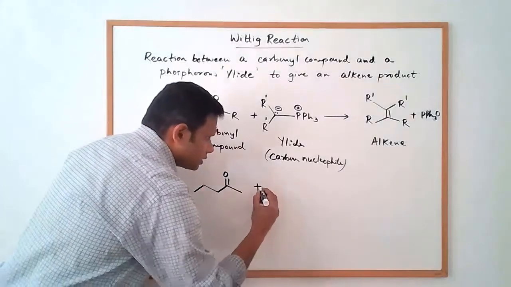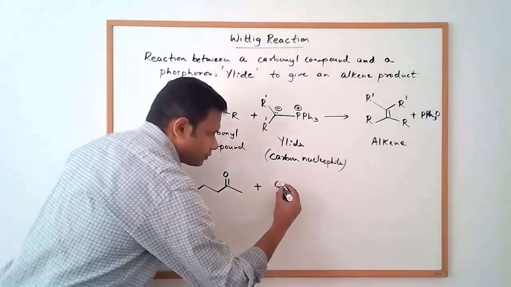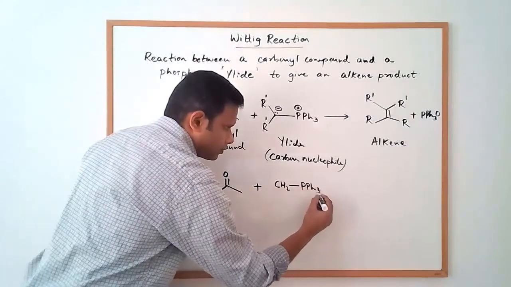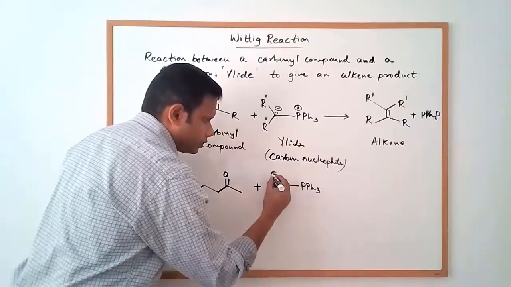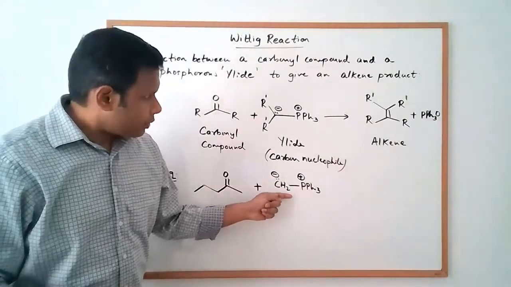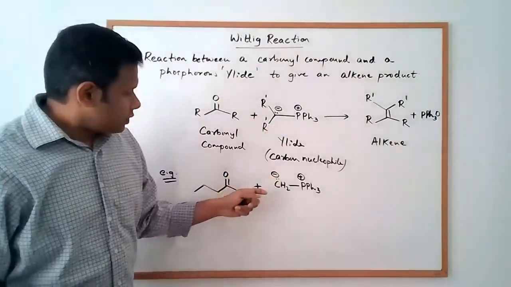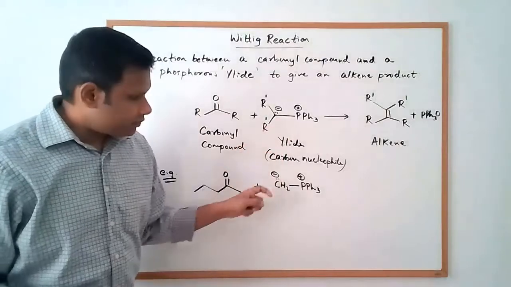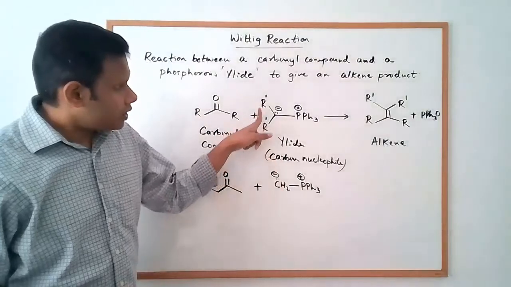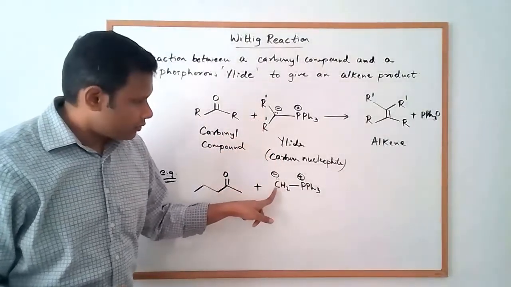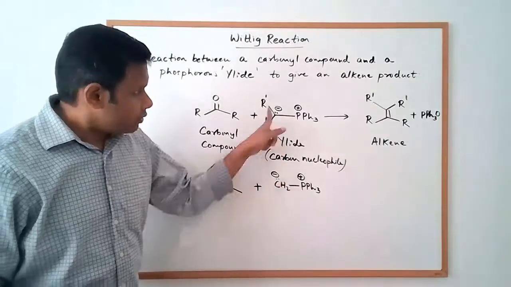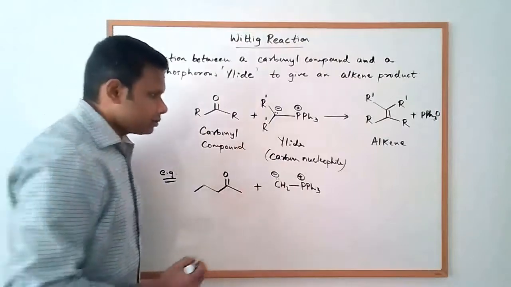If you react this carbonyl compound with, let's say, a CH2 phosphorus ylid, like that. Now, draw some parallel to the structure here. If you look at the specific ylid that I've written, both of these R prime groups are hydrogens. You have a carbon with the negative charge, and the carbon is connected directly to a phosphorus. Both R groups are hydrogens here.